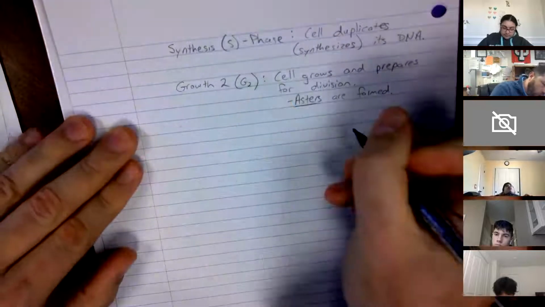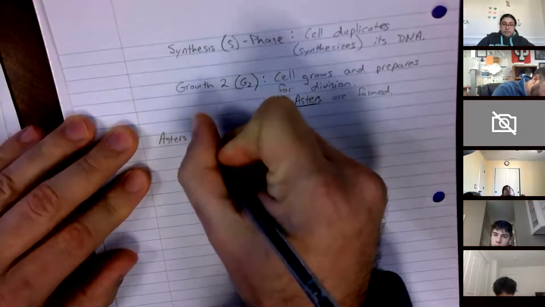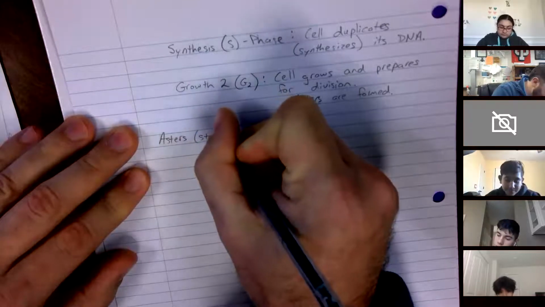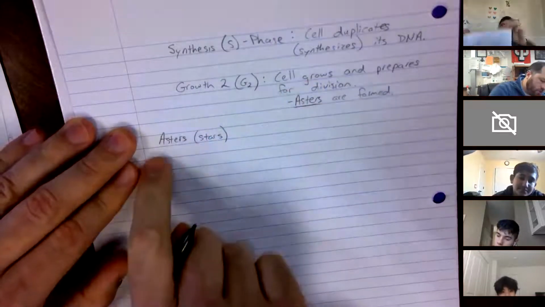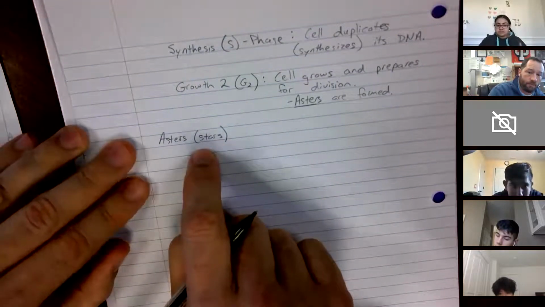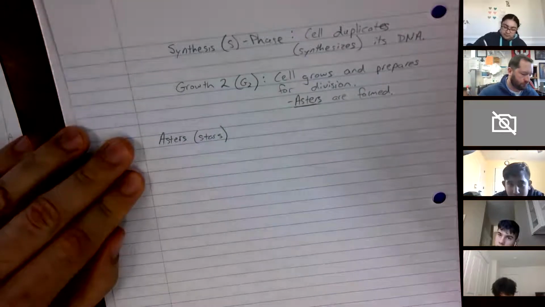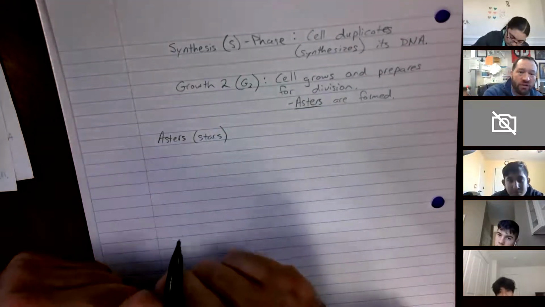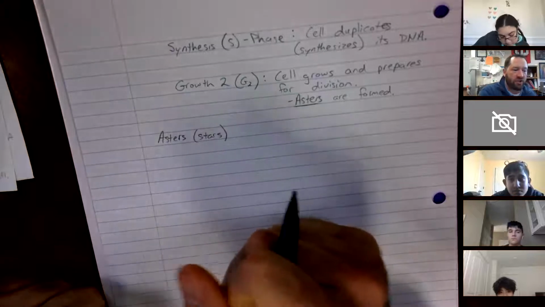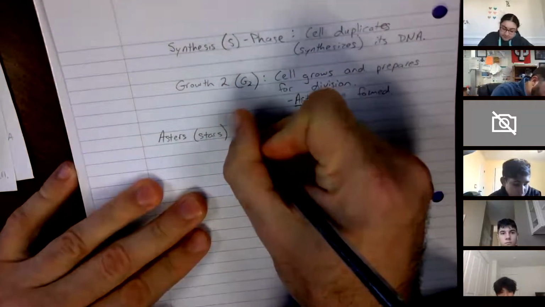All right, a note on asters. So asters is a Greek word. It means stars. So think of the word asterisk. You know, if you put an asterisk next to something, it kind of looks like a star, right? Well, it's because in Greek it is star.